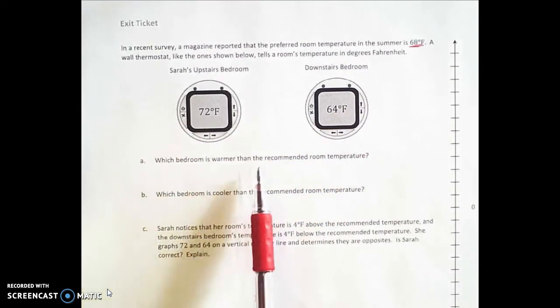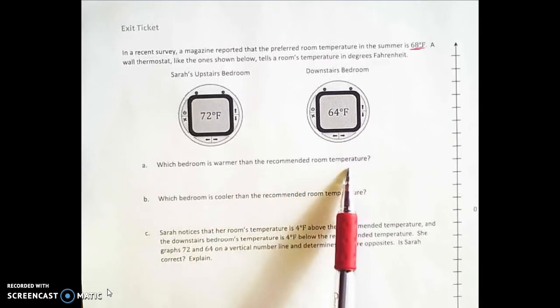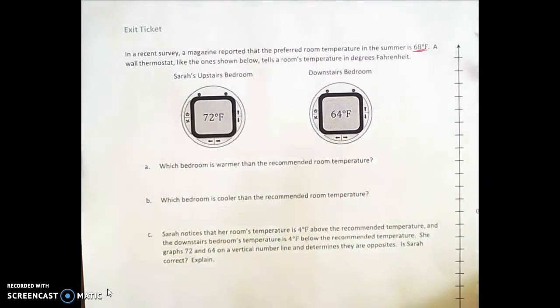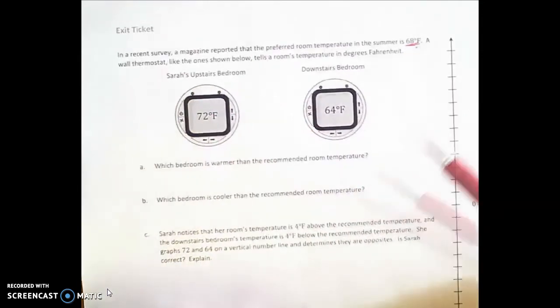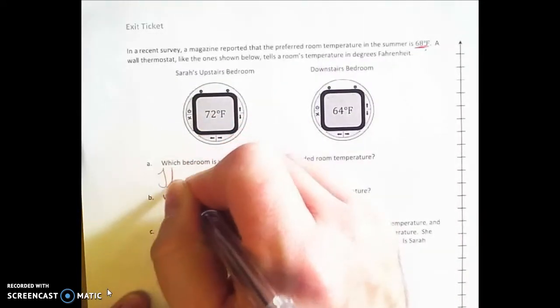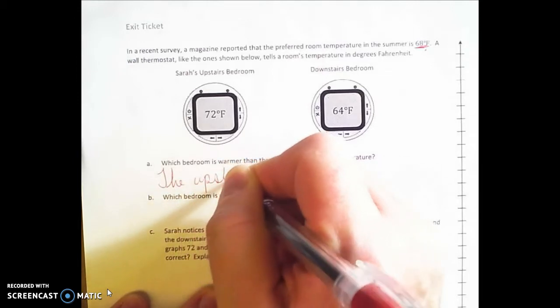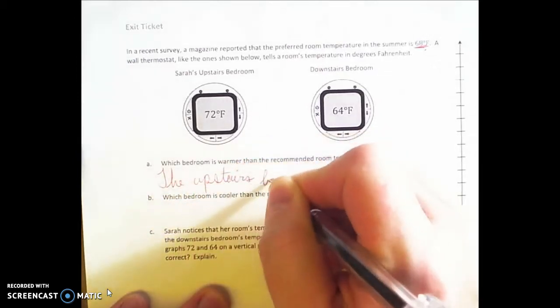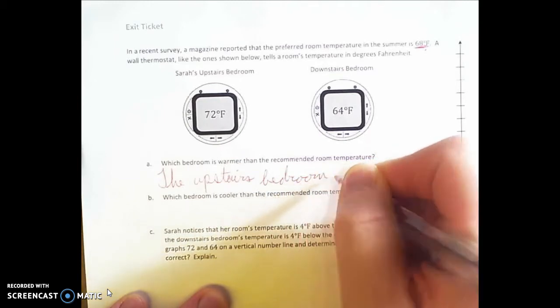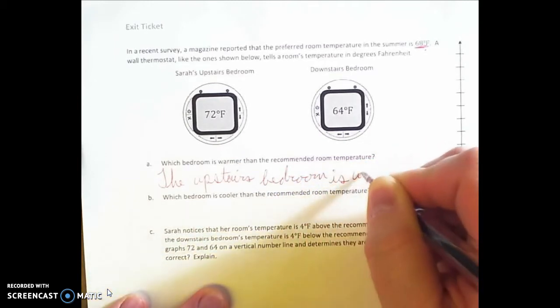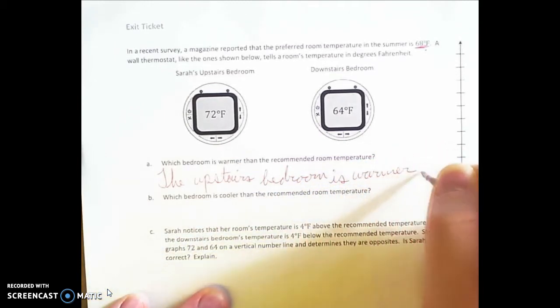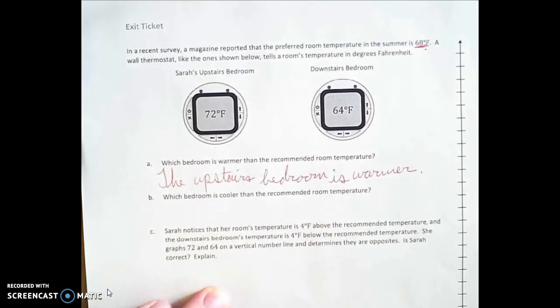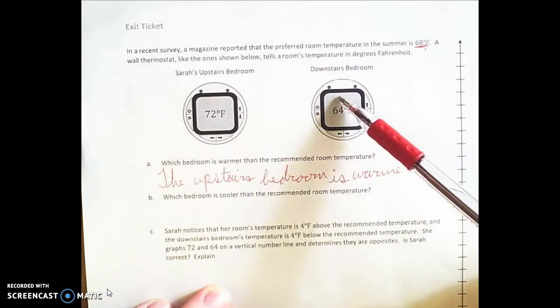So which bedroom is warmer than the recommended room temperature? So we're really just looking at which number is greater than 68 degrees. Okay, so obviously that's going to be the upstairs bedroom. Now the second part is which bedroom is cooler than the recommended room temperature. So it would be the one that's lower than 68 degrees, the downstairs bedroom.